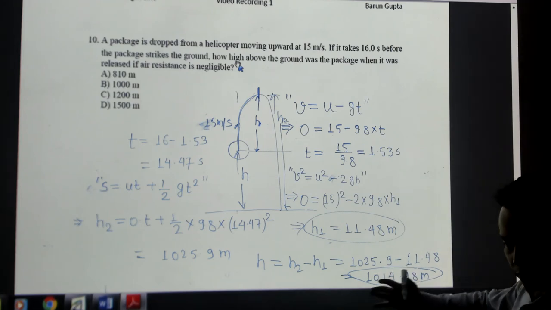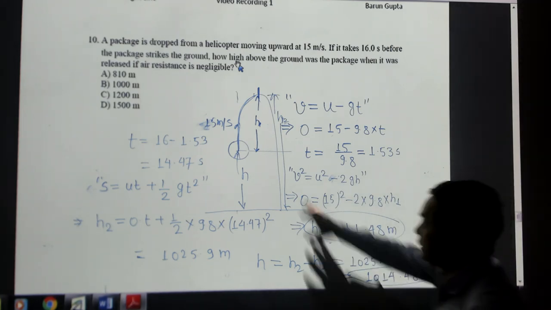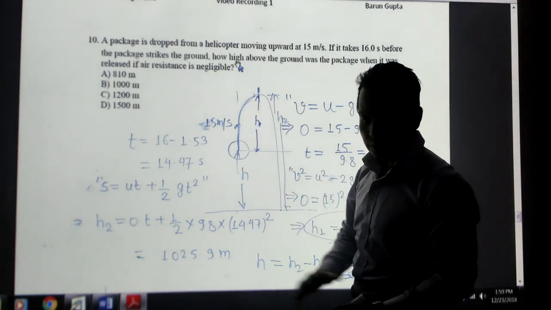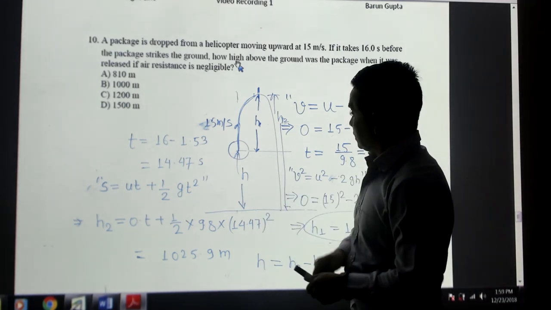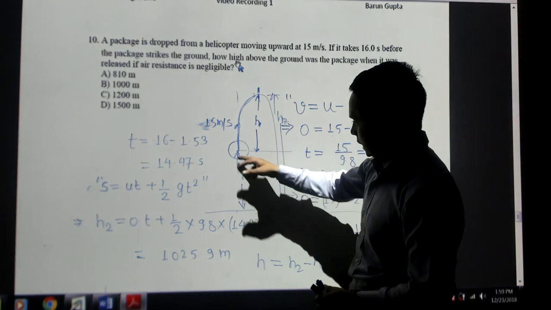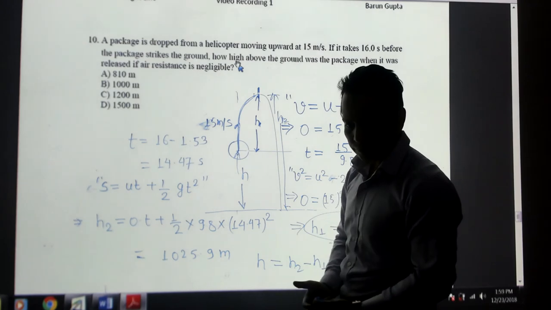But here I just solved by parts. First, I found this height, and then I found this height, and then subtracted. In the previous way, what you did was use the equation of motion to solve from this point to this point. So that was much, much easier. Okay?